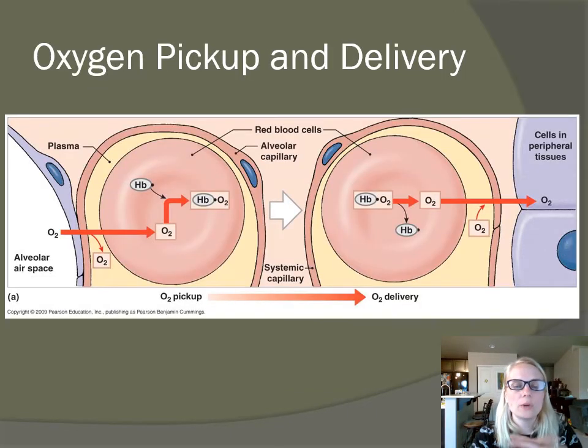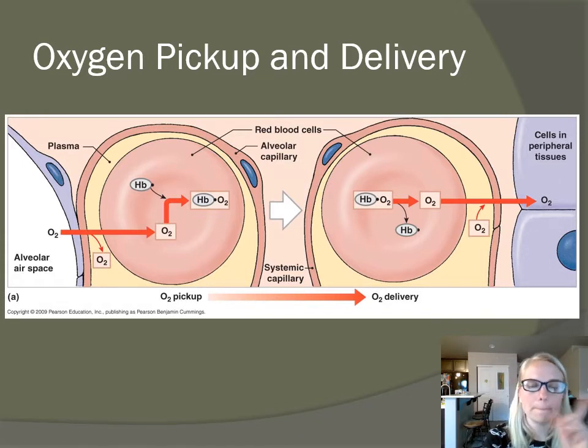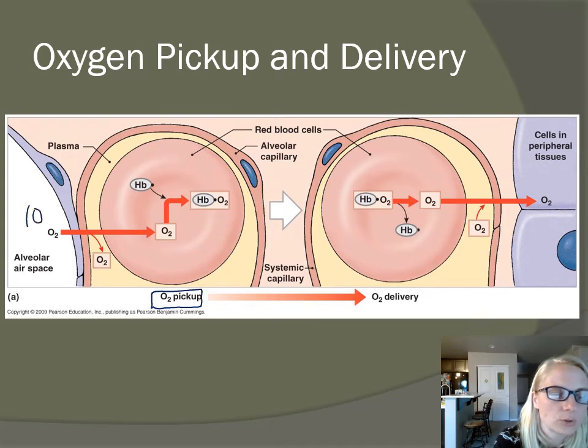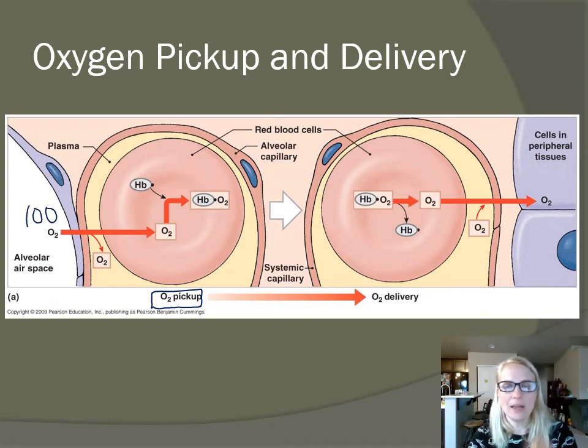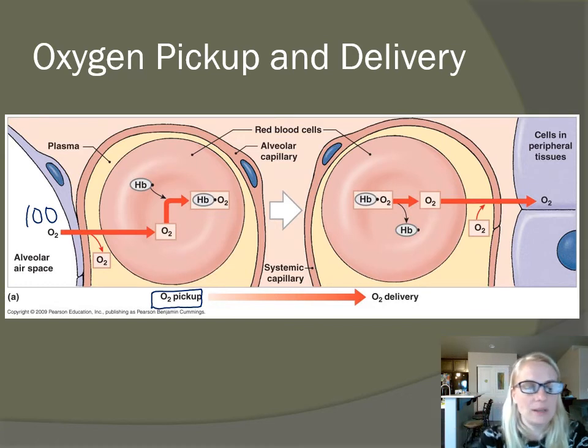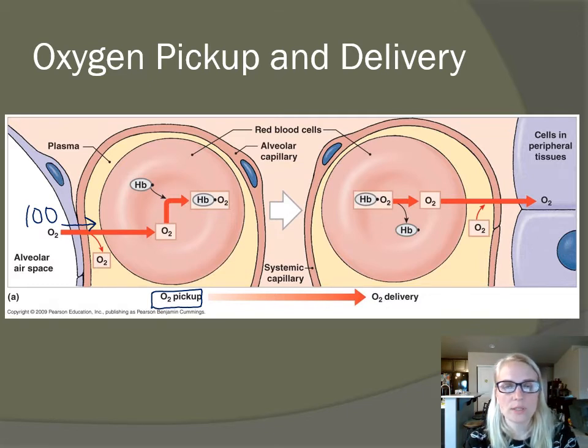Okay, so here is actually what is happening at that respiratory membrane in your lungs and at your peripheral tissue capillary beds. So we're going to start at our pickup, so oxygen pickup. We'll start here first. So this was our 100 partial pressure in the alveoli as we are breathing in, that oxygen is moving into our blood. Now, there's a couple places that this oxygen goes once it goes into your capillary.